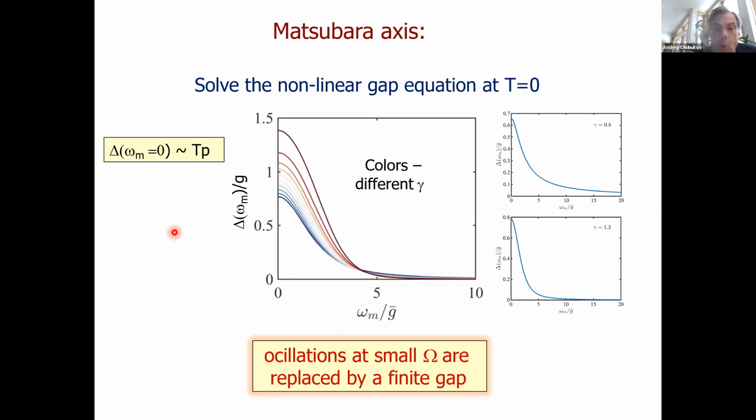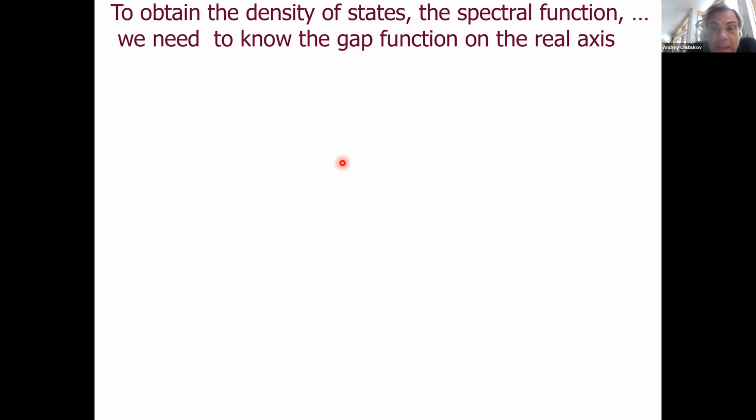So everything looks ordinary in this respect, like ordinary superconductivity, which would mean that below the lines that I presented to you, fermions just pair, and then you can calculate the superfluid stiffness and find that yes, they superconduct. In other words, all oscillations are eaten up by a finite gap. And it's true. But let's do something else. The Matsubara axis is great for thermodynamics, but if we need the density of states, spectral function, and a number of other observables, we need to know the gap function on the real axis.